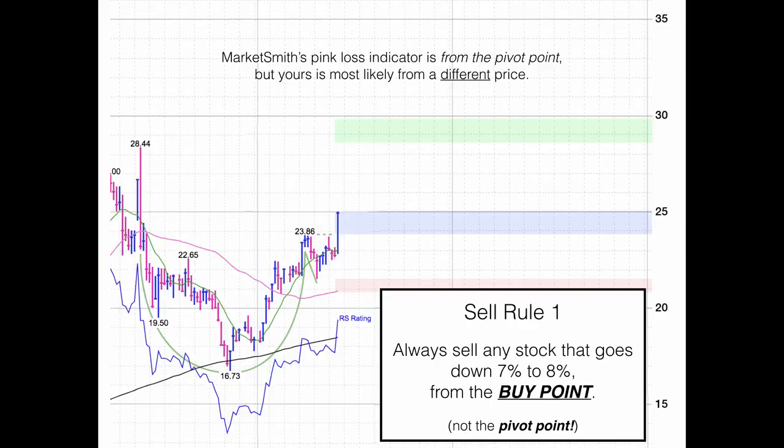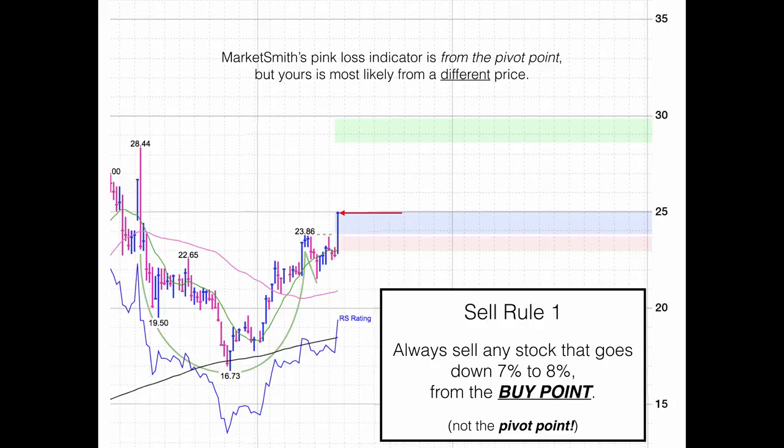Of course, Market Smith doesn't do that, but you have to think of it this way. If you got in up here, let's say you were working, you couldn't get in until late in the day, or perhaps you're waiting to make sure the volume confirmed the breakout. You didn't get in until near the close. In that case, you'd move the pink zone up. So you have to sell that earlier.